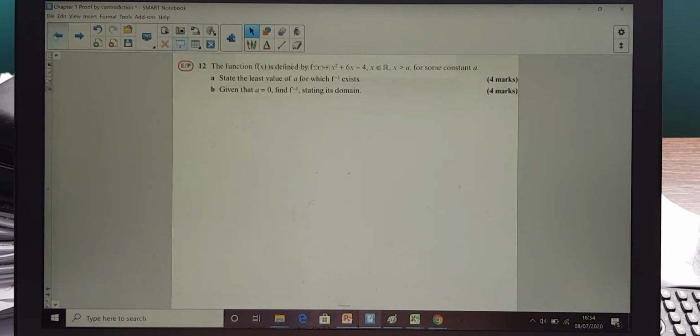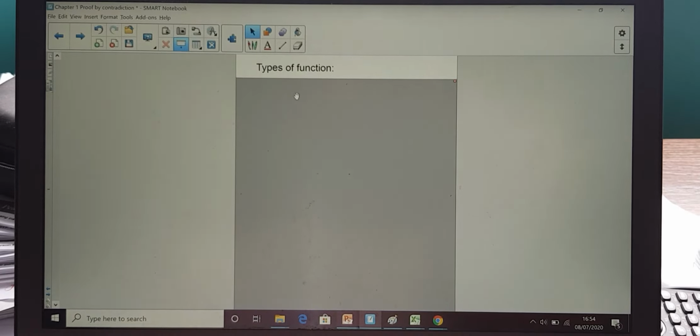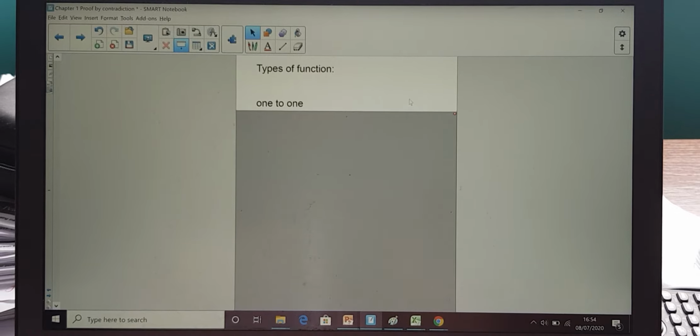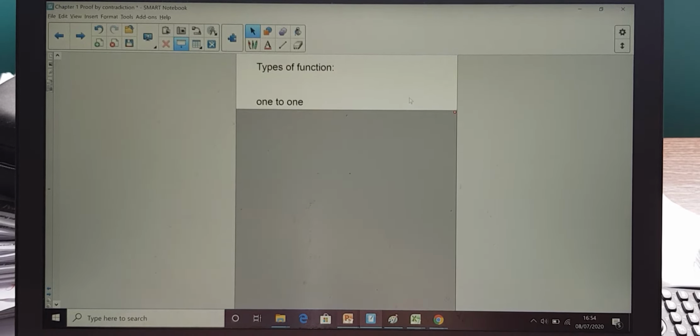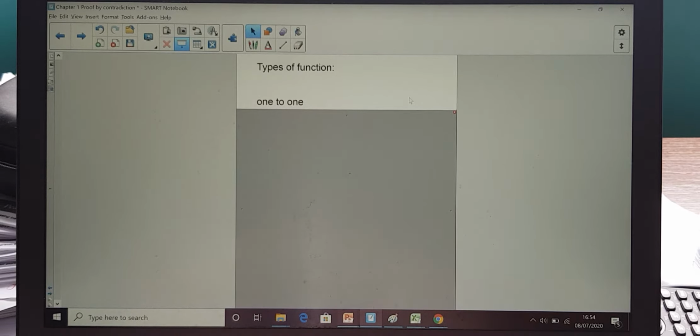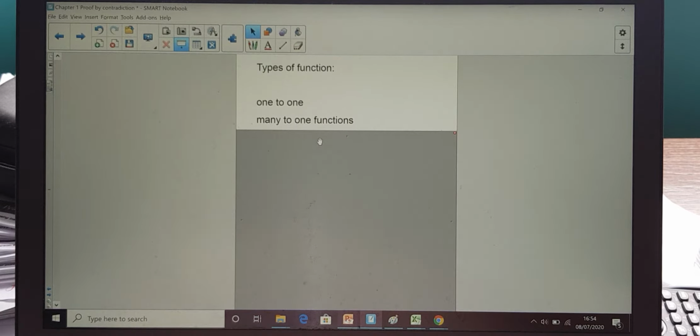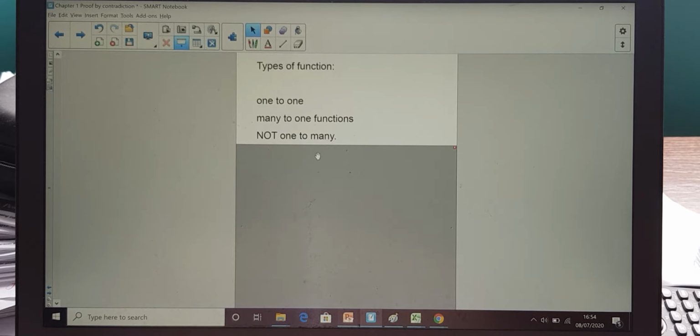Right, so I'm going to recap what the different types of function are. The easiest one, to be honest, is one-to-one. So one thing maps onto another thing. An example, which I'm going to show you in a second, will be x plus 3. I could have many to one, so more than one value maps to the same one. That would make it a function. But I cannot have one thing mapping to many other things.